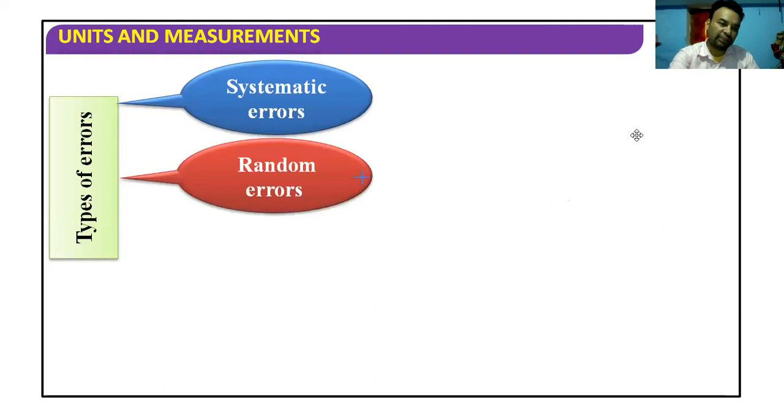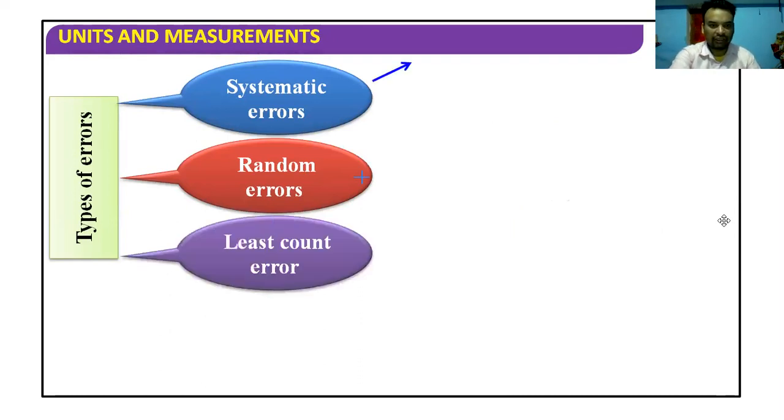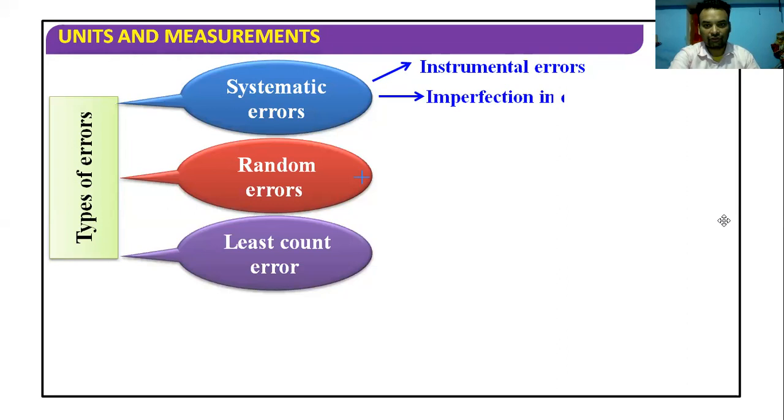Already we discussed the types of error, systematic error and random error, and then the least count error. Already these are discussed, but because they are present in our next slide, I will take them. Systematic error is due to instrumental error. It is due to imperfection in the experimental techniques or procedure. Means if we are not following the proper procedure to do the experiment, then definitely we will get the error, and it is in the category of systematic error.